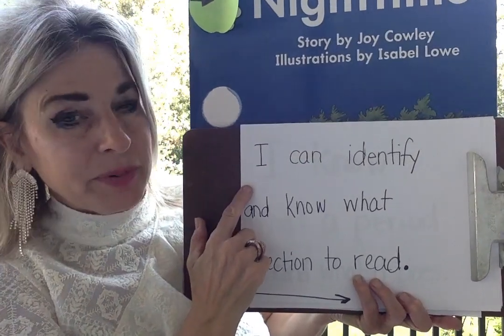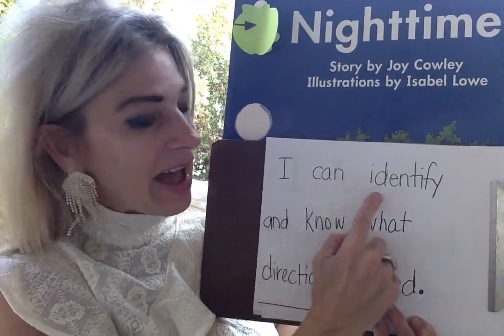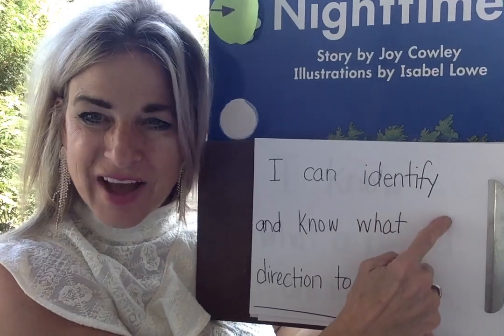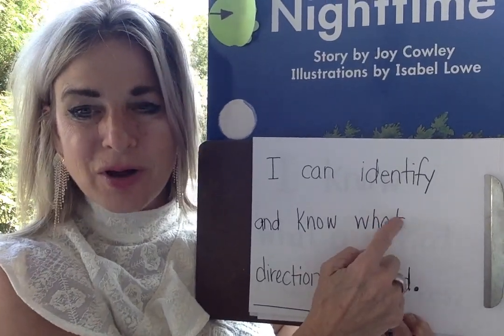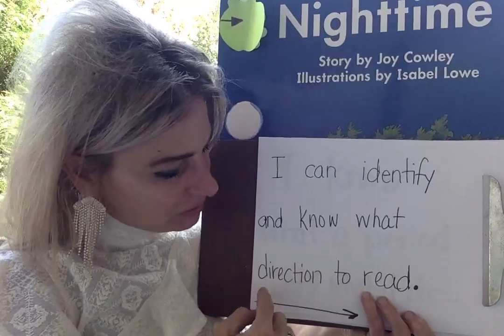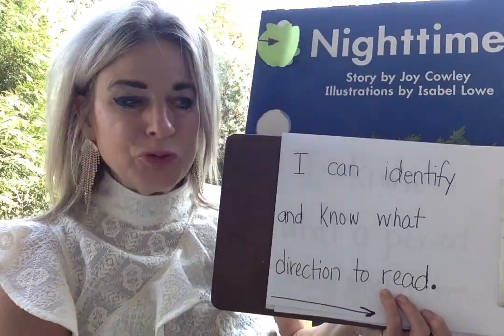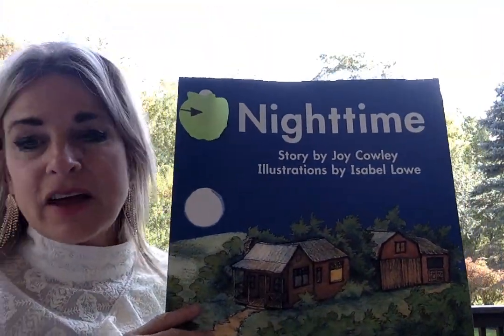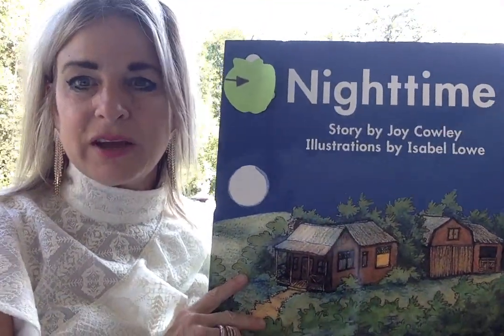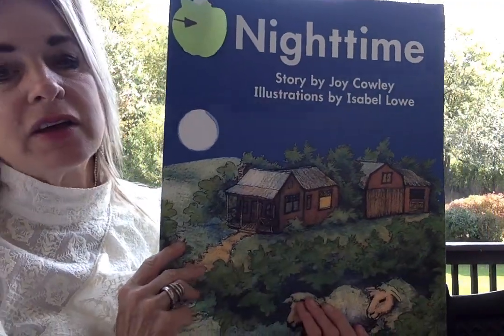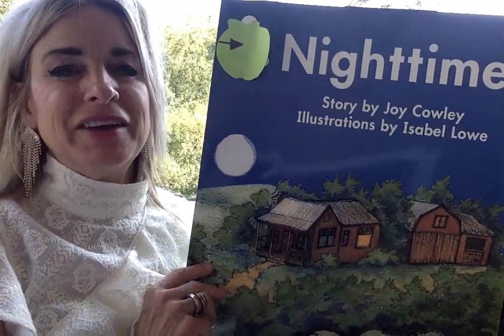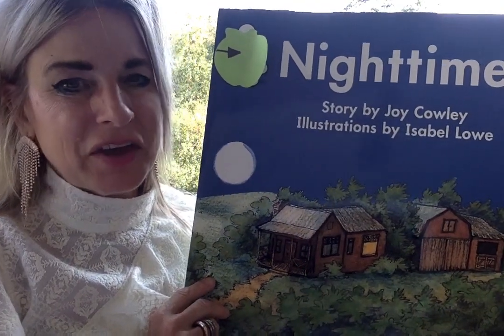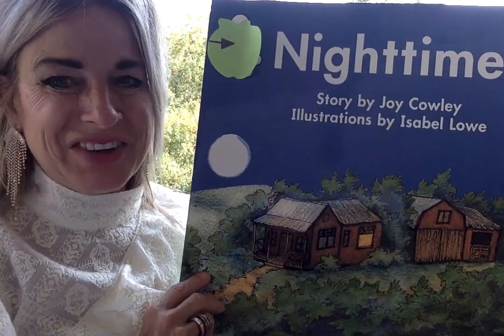Okay? So repeat after me. I can identify, or find, or know, what direction to read. So I'm going to give you some pointers today. And I'm going to give you a kind of a little label on the pages to help you figure out what direction to go. And I'm going to tell you where to start on each page when we read. And as you get into books and you learn how to read and you start understanding how print works, you will know exactly what direction to go.